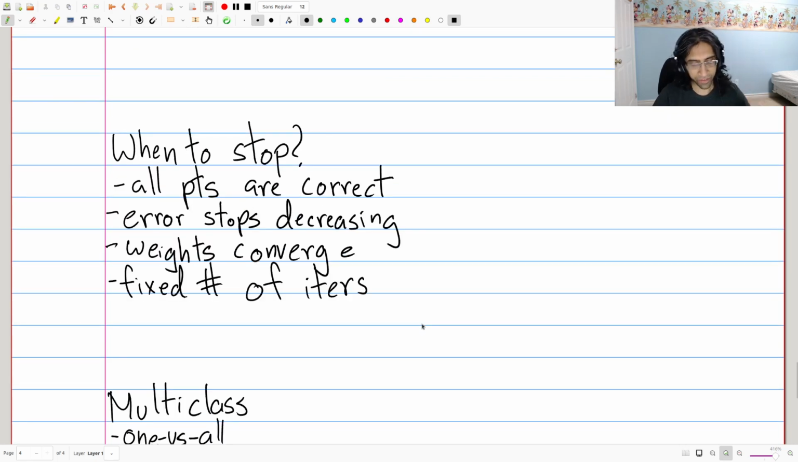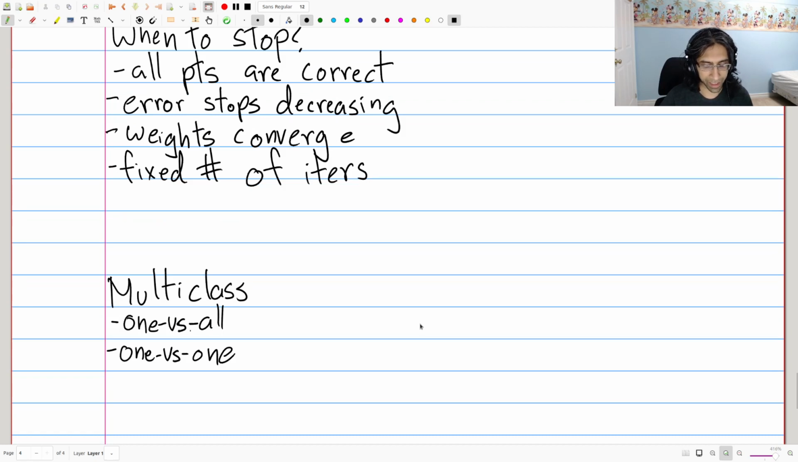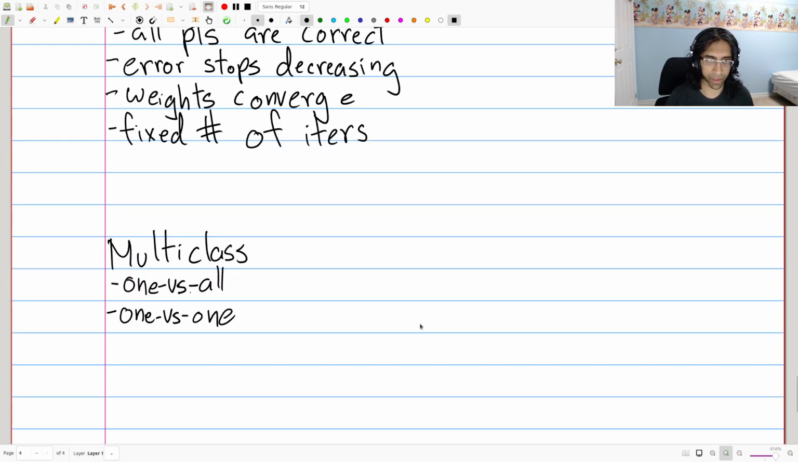Okay, and the final thing we'll talk about today is multi-class. So far we've just talked about things being 0 or 1, yes or no. Well, of course, there are also settings where we'd want to say, is it 0 or 1 or 2 or 3? There are many different labels.